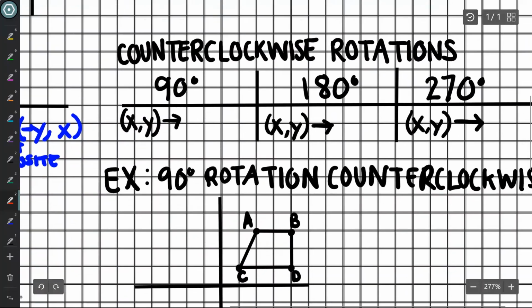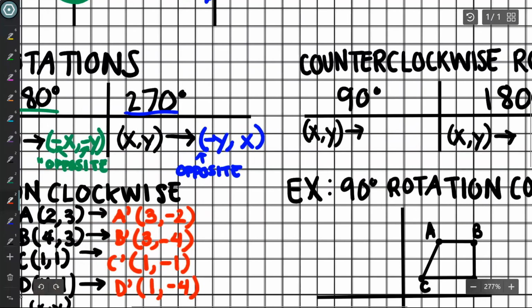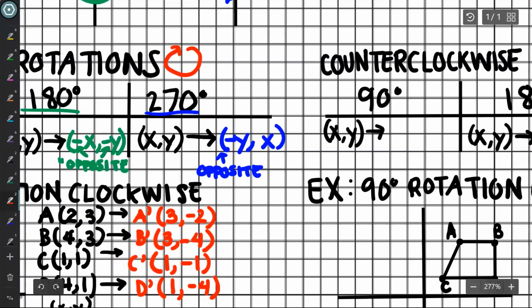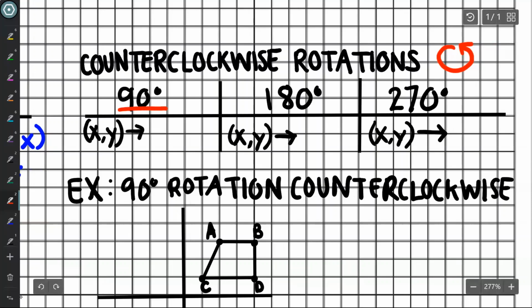Now we're going to move into counterclockwise rotations. So remember, our counterclockwise rotations are kind of to the left, and then clockwise are to the right. So we're going to start again with that 90 degrees. I'm going to do that in red again. So 90 degrees counterclockwise is going to be negative y, x. 180 degrees counterclockwise is negative x, negative y. And 270 degrees counterclockwise is going to be y, negative x.